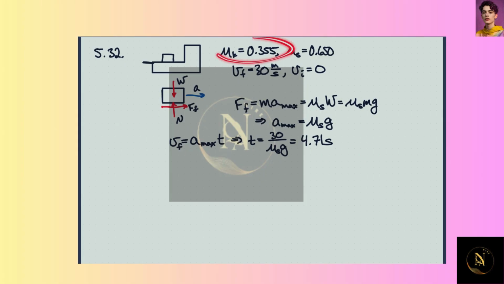Okay, so they give us a coefficient of friction between the toolbox and the bed of the truck, both the kinetic and the static. It turns out we don't need the kinetic because this box is not going to slide, or we don't want it to slide. So the final velocity is 30 meters per second. It starts from rest.